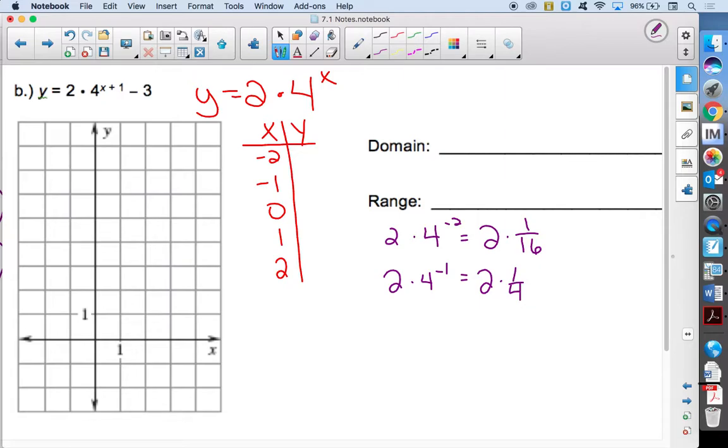The 6 graphs that you'll have for homework tonight, 3 of the graphs will be like the first 2 that we did, and then 3 of the graphs will have this translation. So for 3 of your graphs, you'll actually be graphing like 2 parts.